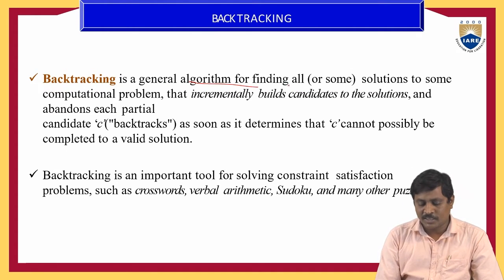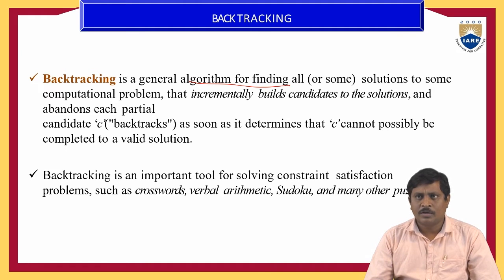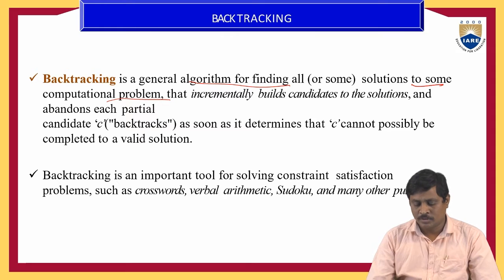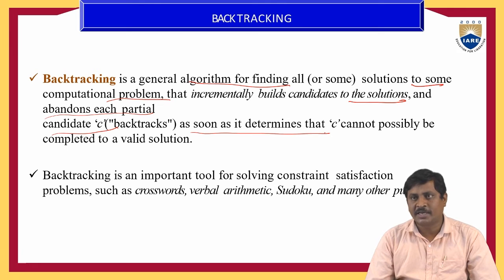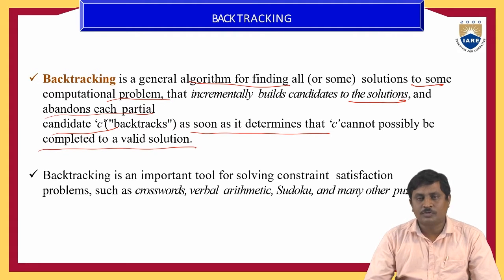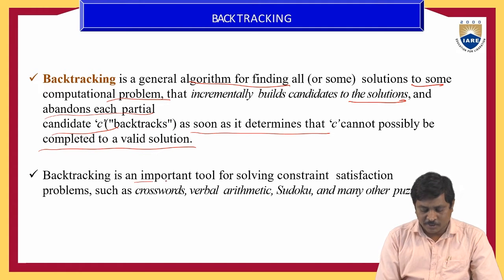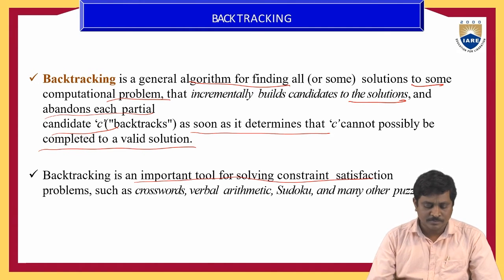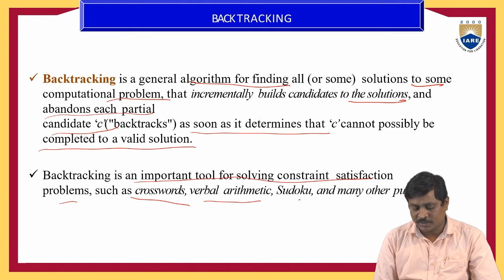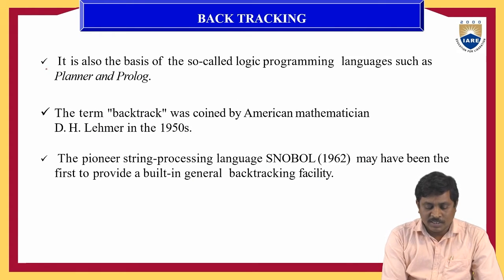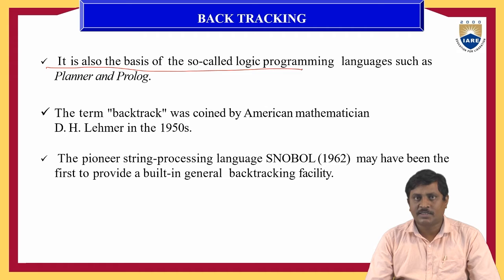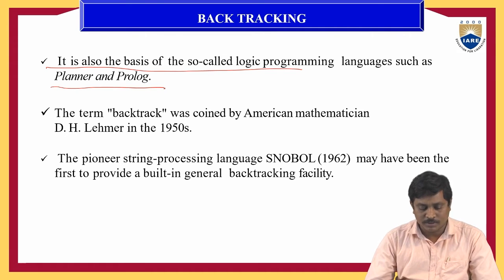Backtracking. Backtracking is a general algorithm for finding all solutions to some computational problem that incrementally builds candidates to the solutions and abandons each partial candidate C as soon as it determines C cannot possibly be completed to a valid solution. Backtracking is an important tool for solving constraint satisfaction problems such as crosswords, verbal arithmetic, Sudoku, and many other puzzles. It is also the basis for so-called logic programming languages such as Planner and Prolog.